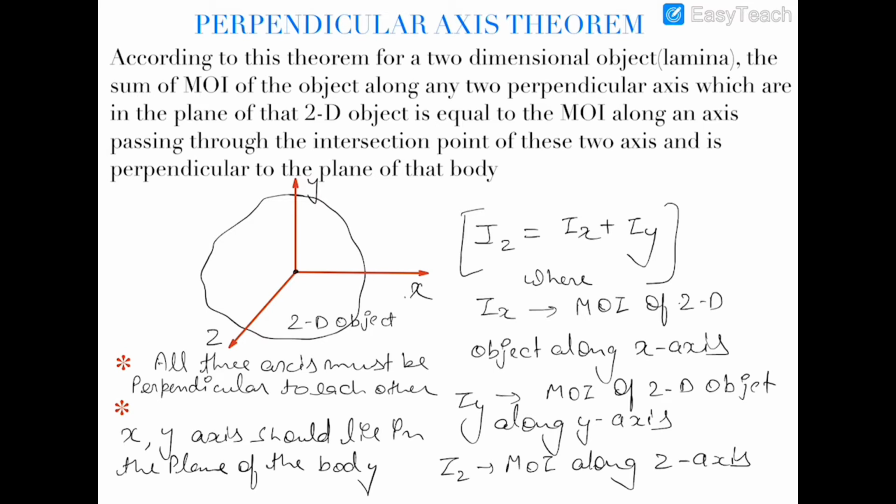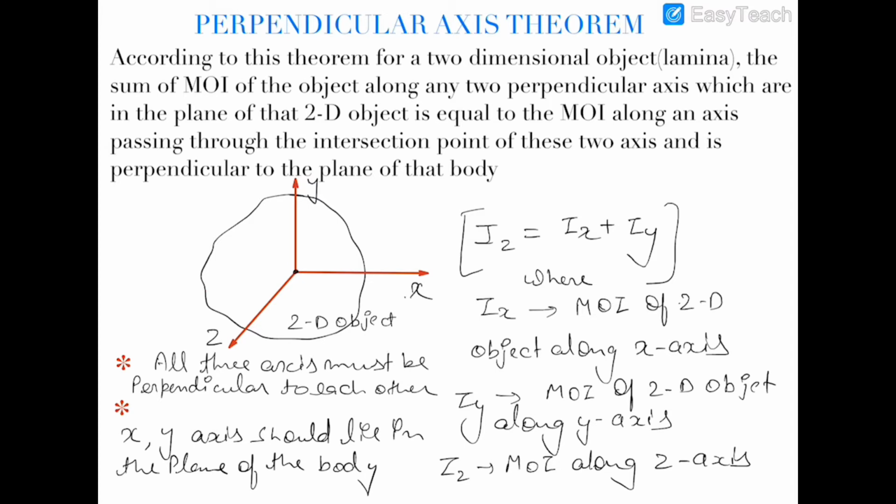Let us first of all consider a two-dimensional object. So you can see that this is a two-dimensional sheet and this is a two-dimensional object. Now there are two axes. The first axis is this one, this is the x-axis, and the second one is the y-axis, and these axes are in the plane of the object. There is a third axis, the z-axis, which is passing through the intersection point of these two axes and which is also perpendicular to the plane containing this two-dimensional object.